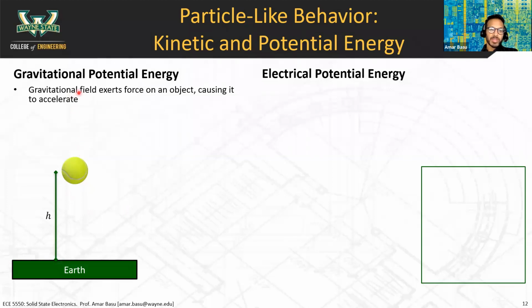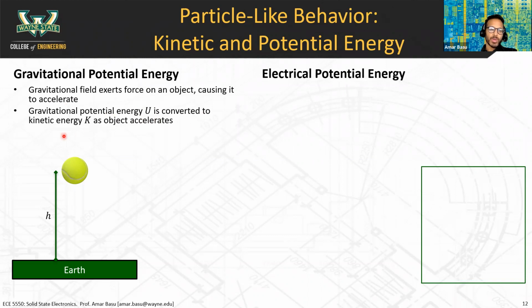So the gravitational field is going to exert a force on the object, causing this object to accelerate. And as that happens, this gravitational potential energy U is converted to kinetic energy K as the object accelerates. So at the top, before we release it, there's no kinetic energy, right? Kinetic energy is movement. So there's no movement yet. So all the energy is gravitational potential energy U. And when we let the ball go, the ball is going faster and faster and faster. So the kinetic energy increases and the gravitational potential energy decreases.